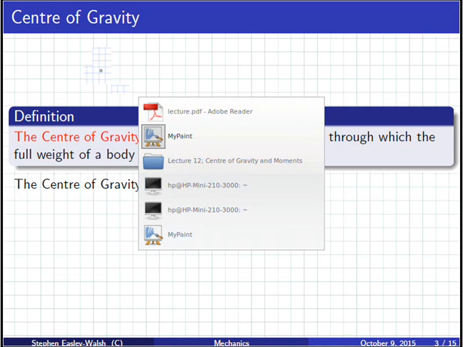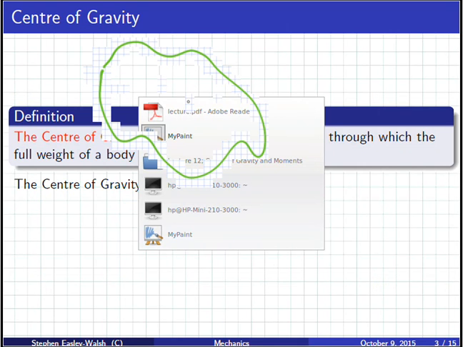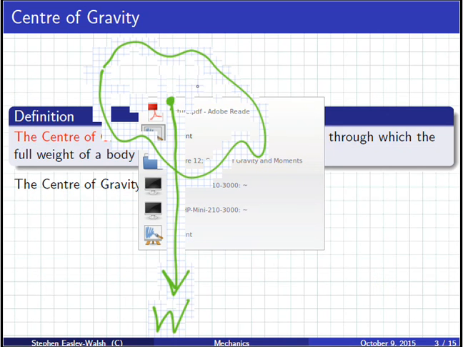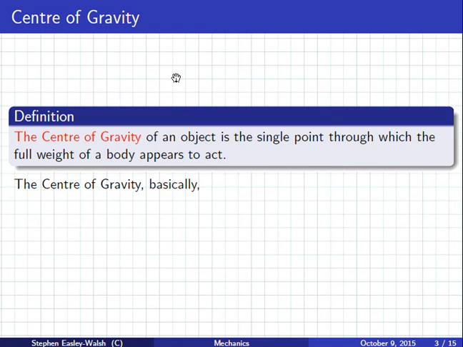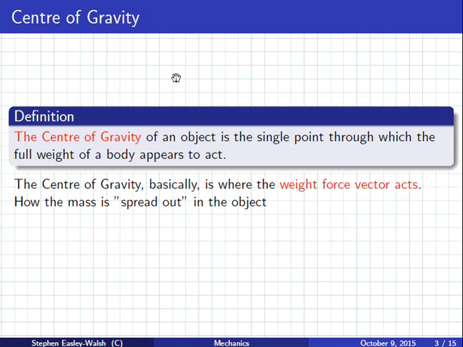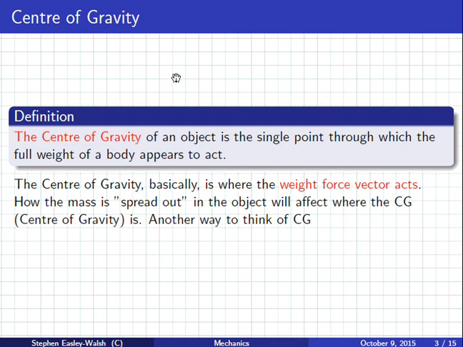Right, so what I mean by that is, if you have a mass and you think about its weight, there is like some one point where the weight force acts. And this point is called the center of gravity. That's the idea. So the center of gravity basically is where the weight force acts. That was the picture I was drawing. How the mass is spread out will affect the center of gravity. Another way to think of center of gravity is that it's like the average mass point. So I will give some picture examples. But like here, if we think about this pulling down, we picture the force is somewhere here, not here or here. That the earth is pulling down from the middle, almost.